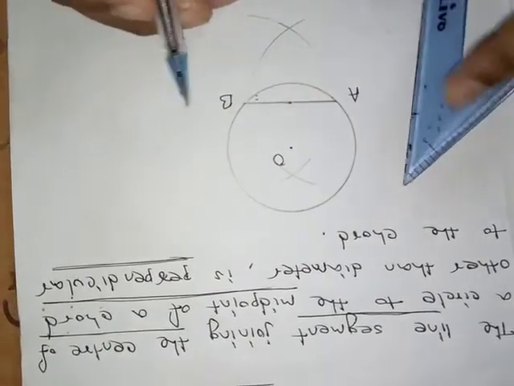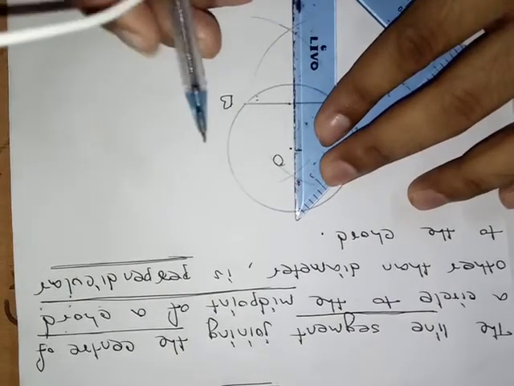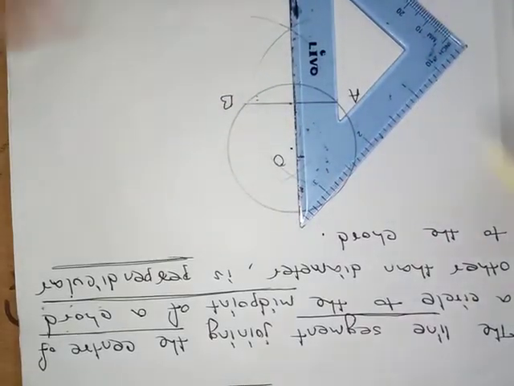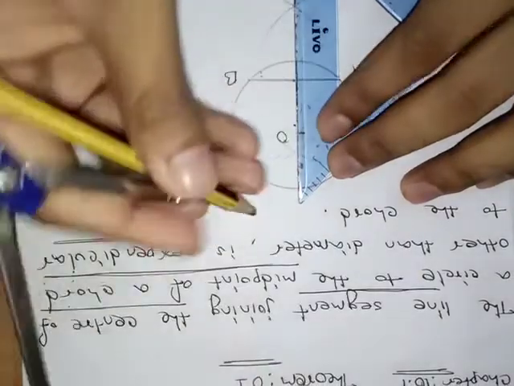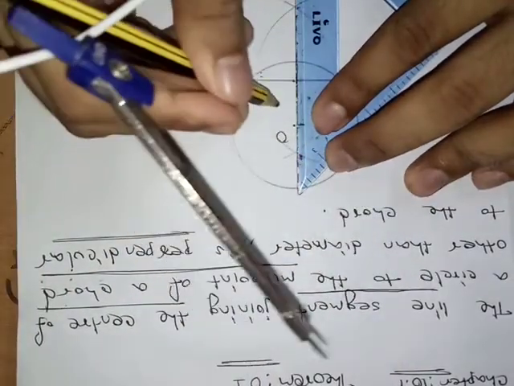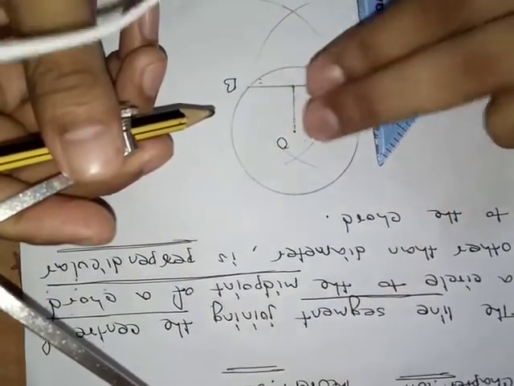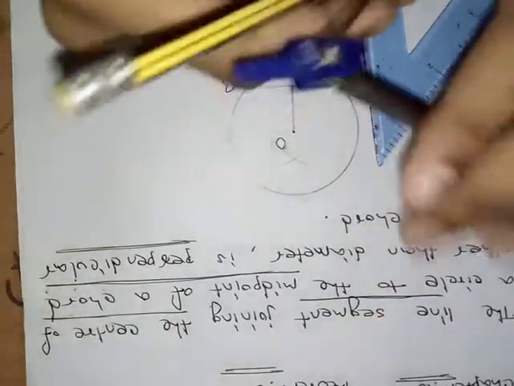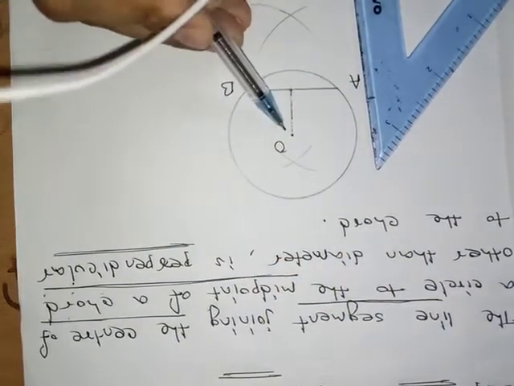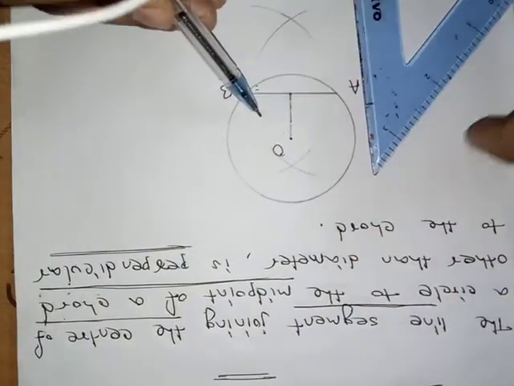Our next step is to join the 2 points. One is the center, another is the midpoint, and I have joined the 2 points. And this is our stated line segment. This one is our stated line segment.